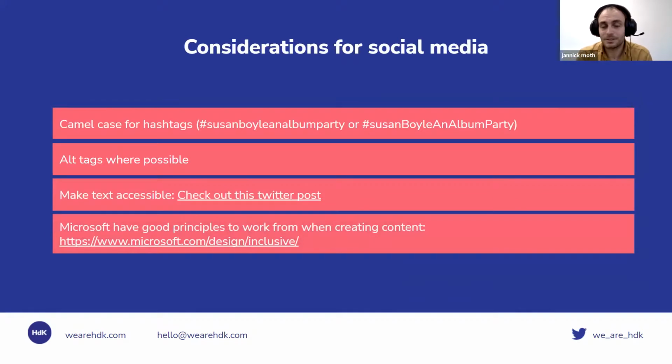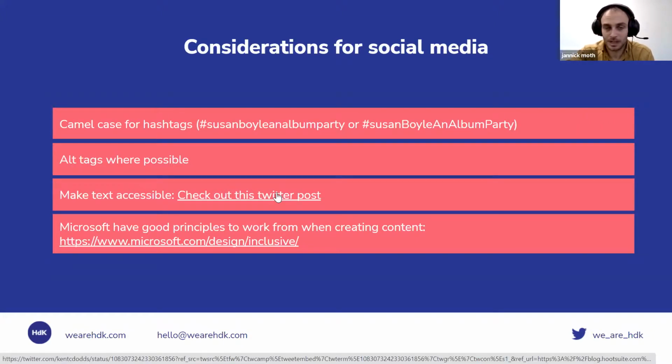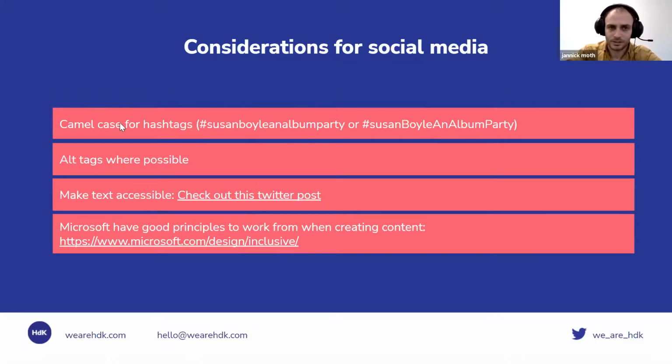So some considerations for social media. It's going to depend on the social media platform you're using, how far you can go. But in general, there are some things you can do. So you can use alt tags where possible. Keep your text accessible. This is the same Twitter post. So not overly using special fonts. And also you can use it for hashtags as well.